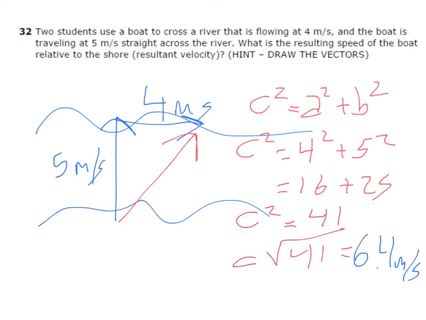When you're looking at a question like this, you need to look at the magnitude of these velocities and realize that when we have a right triangle here, the magnitude of the resultant is always going to be greater than either one of these. So one of these is 4, one of these is 5. The resultant is going to be greater than 5 no matter what. It has to be, as long as this is a right triangle.